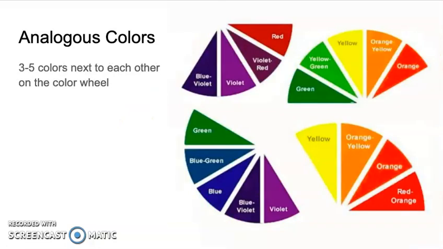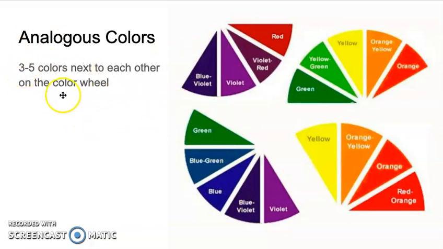Next set, analogous colors. It's 3 to 5 colors next to each other on the color wheel. It's those colors that just kind of look nice together. Nothing really stands out. There's not a lot of contrast. They're just very unified and nice. I'm not going to spend too much time on this slide.